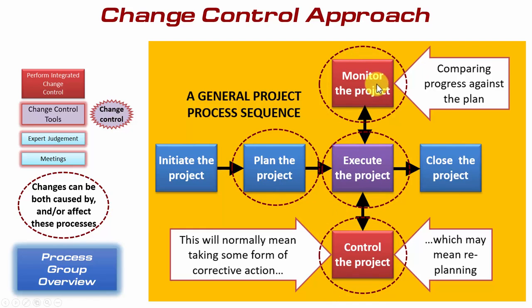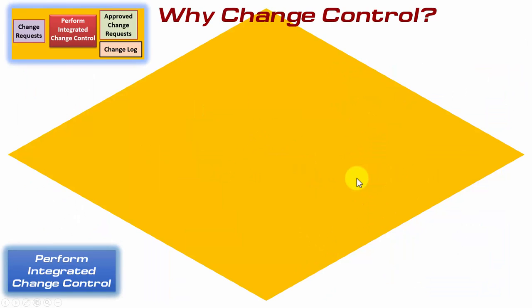In fact, there's three, since as you know, monitoring and controlling the project forms one process group. But I wanted to break them out here so it's clear they are in effect two main courses of action. And it's this cyclic approach which can often confuse you in terms of how to apply this correctly according to the PMBOK guide. So first of all, let's set the scene by saying, why change control? Why do you need it?